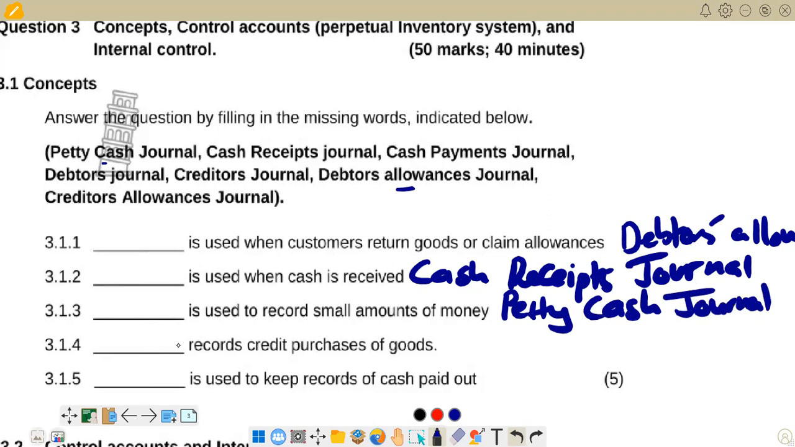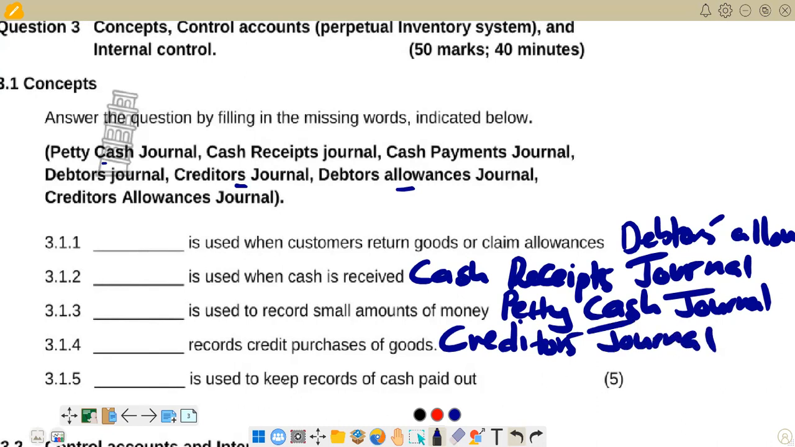Then the next question is saying dash records credit purchases of goods. When the goods are purchased on credit, remember we have got the creditors journal. The creditors journal is the one in which we record our credit purchases. So here we have the creditors journal.